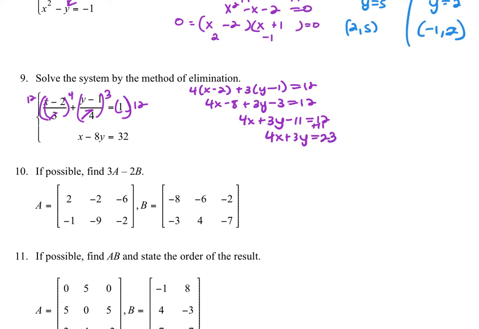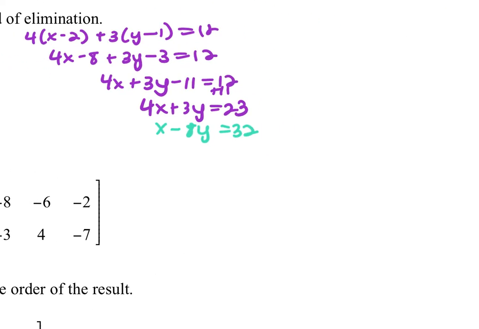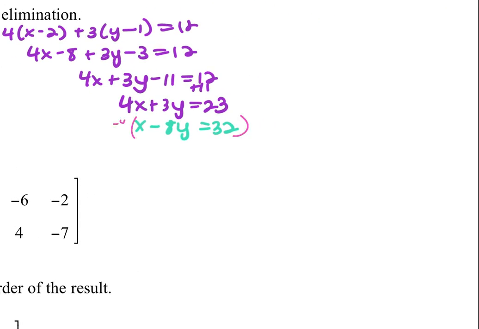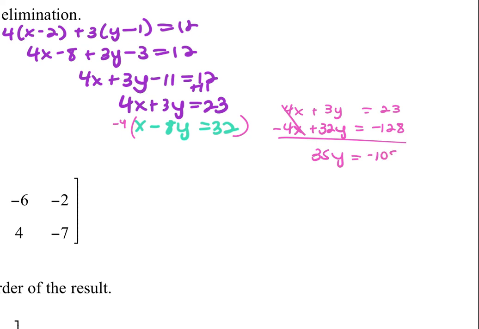Then combine that with x minus 8y equals 32. So to cancel using elimination, I'm going to multiply the bottom by negative 4. Negative 4x plus 32y would equal 32 times negative 4, so negative 128. And then 4x plus 3y equals 23. These are going to cancel. I get 35y equals negative 128 plus 23, which would be negative 105. And then divide both sides by 35. And y is negative 3.